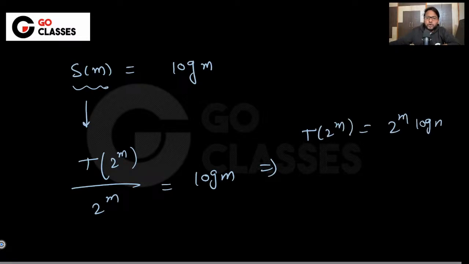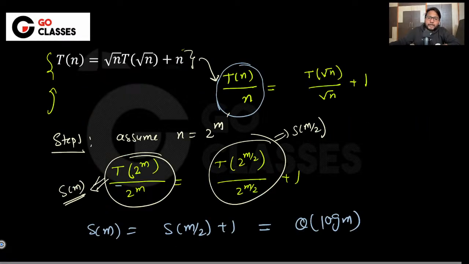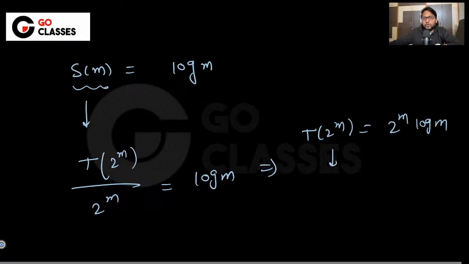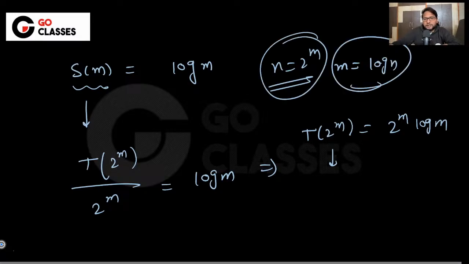but we want t of n. So what is the relation between n and 2 power m? This is the relation, right? So this is nothing but n equal to 2 power m, right? So in other words, m equal to log n. Okay, in other words, m equal to log n. So basically, t of 2 power m is n, right? N is 2 power m, and log of m, what is m? M is log n, so log of log n, right?